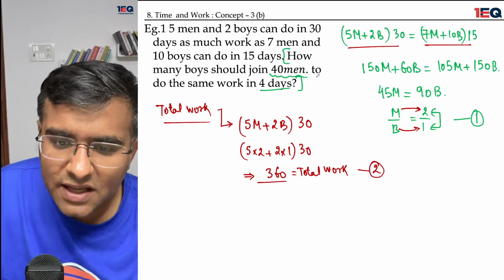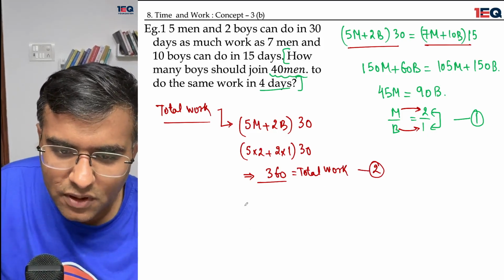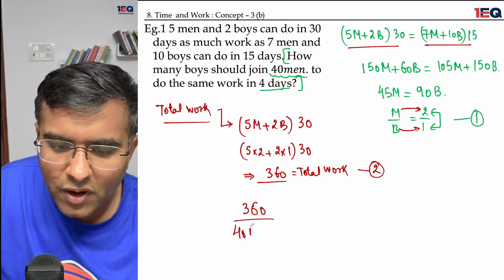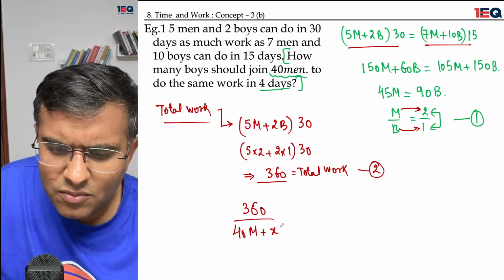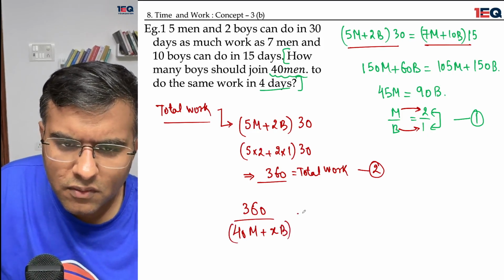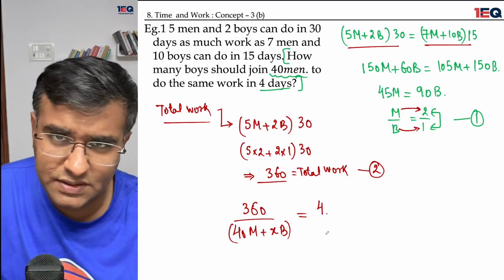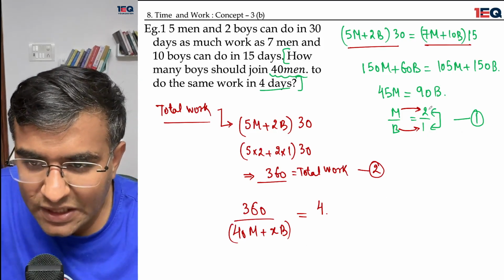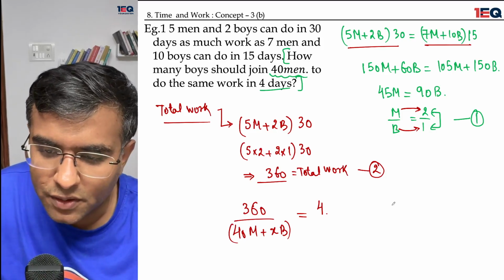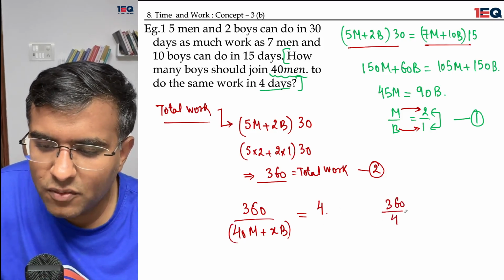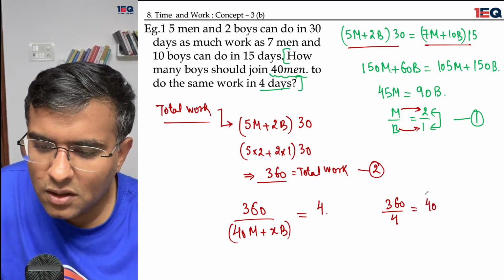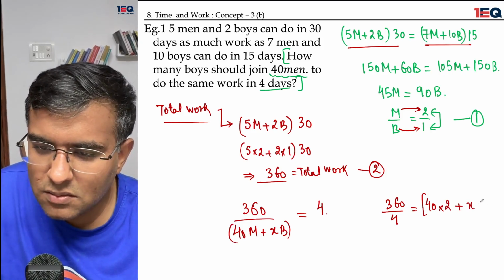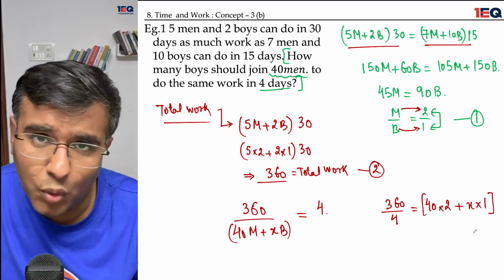Now it's asking me that the same work, 360 work, has to be completed by 40 men plus X number of boys, and the work is supposed to be completed in 4 days. I'll quickly use the values of M and B and put them over here. 360 upon 4 is equal to 40 multiplied by 2, the efficiency of men, plus X multiplied by 1, the efficiency of boys.